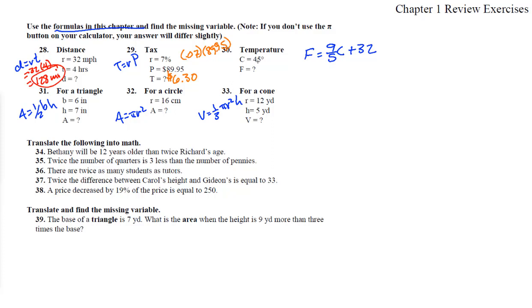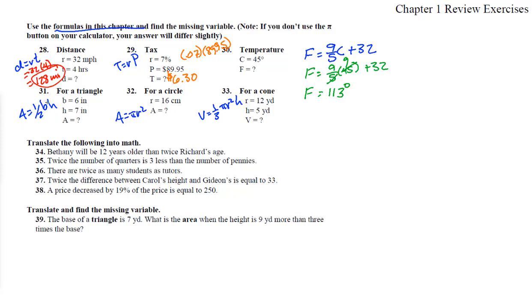All right, the next number, temperature. If C is 45 degrees, then we've got F equals 9/5 times 45 plus 32. So 45 and 5 cancel and leave a 9. 9 times 9 is 81 plus 32 is 113 degrees Fahrenheit. 45 degrees Celsius, 113 degrees Fahrenheit.